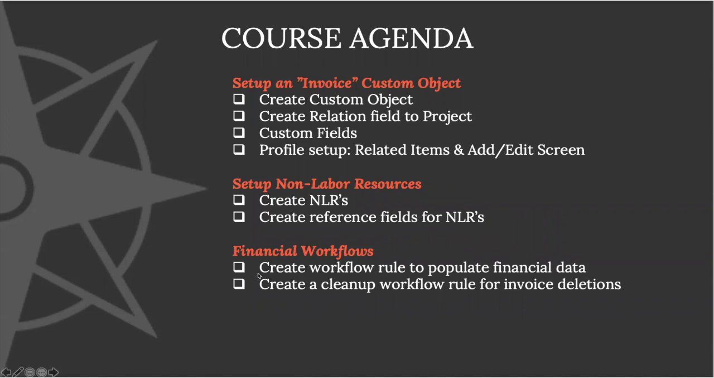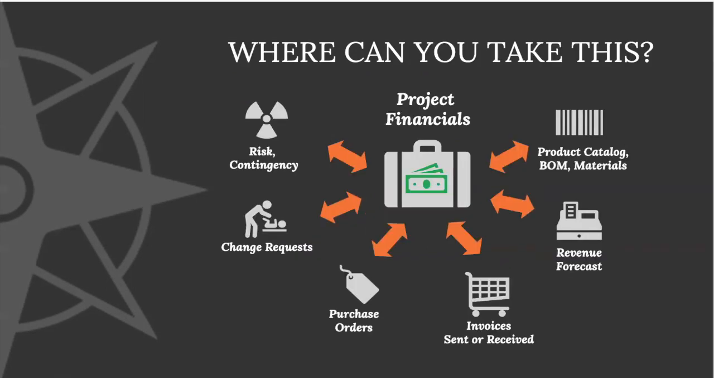Finally, we went through and created two important workflows. One would populate financial data in the project from your invoices. And finally, we had a nice cleanup workflow to help remove financials from deleted objects. And remember that although we tried to keep today's course simple, there are a lot more things you can do with this, from bill of materials and products to revenue forecasts, invoices sent, as well as invoices received, purchase orders, change requests, and of course, managing risks and contingencies. And there you go.